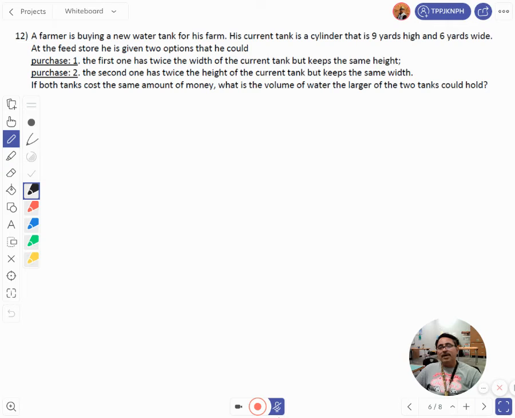A farmer is buying a new water tank for his farm. His current tank is a cylinder that is 9 yards high and 6 yards wide. At the feed store, he is given two options that he could purchase. The first one has twice the width of the current tank but keeps the same height. The second one has twice the height of the current tank but keeps the same width. If both tanks cost the same amount of money, what is the volume of the?